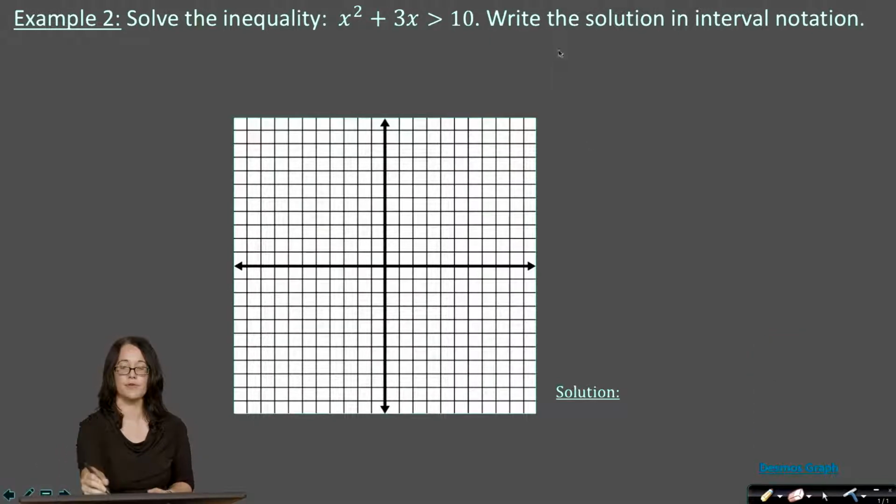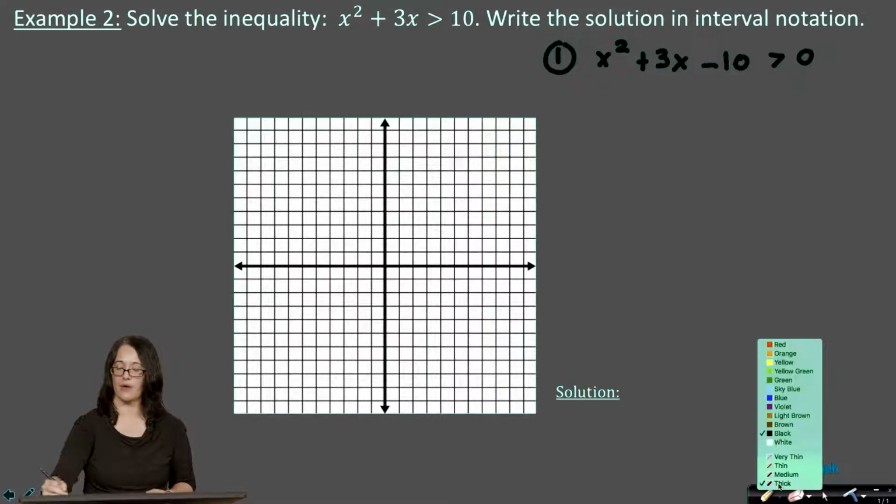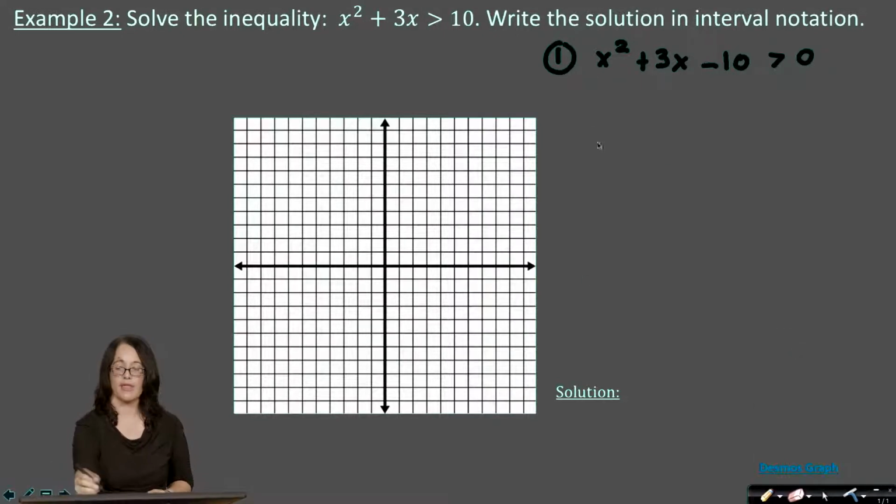The first thing I would do in step 1 is get 0 on one side. So that means x squared plus 3x minus 10, when I subtract it, is greater than 0. Okay, what was step 2 again? That's right, we want to get the x-intercepts so that we can graph. And they're going to give us nice things that factor. Otherwise, to find these x-intercepts, what would you have to do? Use the quadratic formula, that's right. So you could do it that way every time for practice if you really want to.